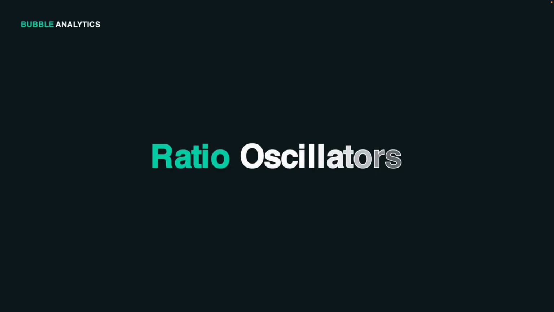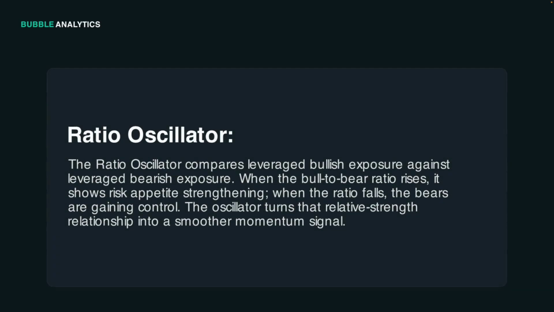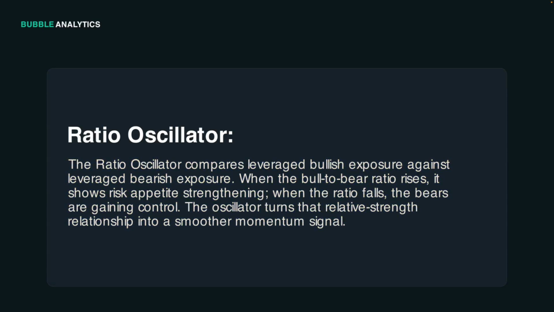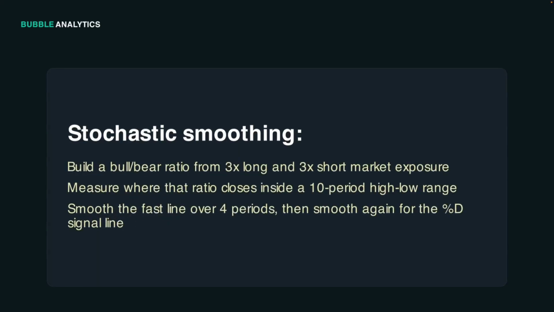Hey, this is Bubble Analytics, and this week we're going to create something we call a ratio oscillator. The ratio oscillator is going to take a ratio of the 3 times bull ETF SPXL versus the 3 times bear ETF SPXS, and from that we're going to create a ratio and then overlay a stochastic oscillator onto that data, which we are then going to use to time our entries and exits into the market and out of the market.